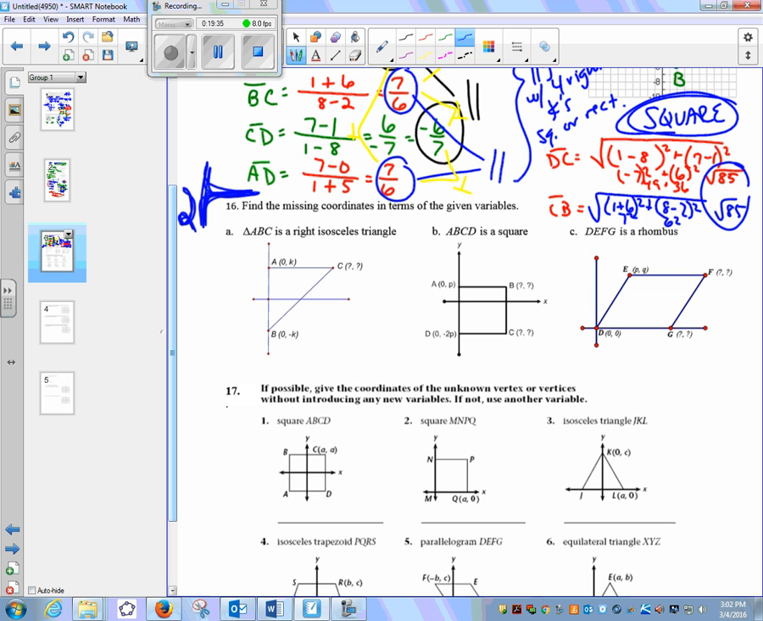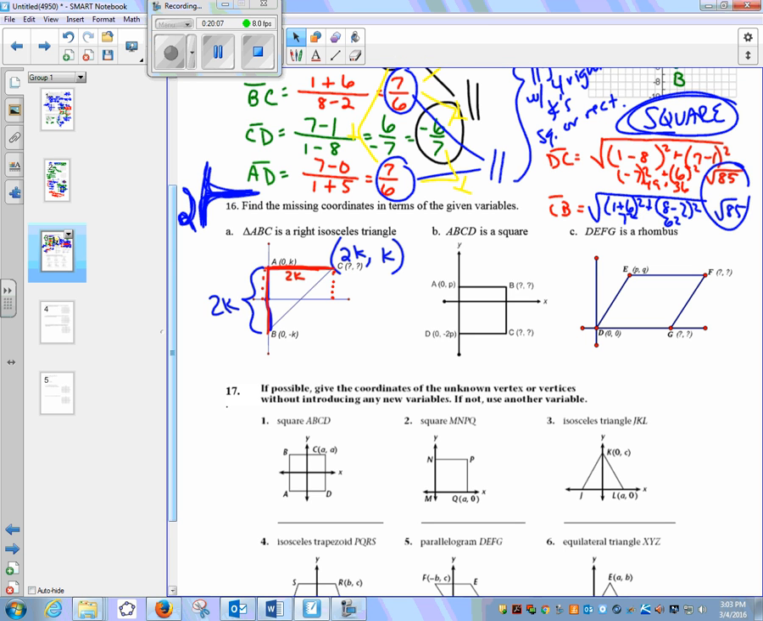ABC is a right isosceles triangle. This clearly goes up K and down K, so this whole side must be 2K. So that means my coordinates for C, I'm going to go over 2K and up K. Because it's isosceles, I want this to be the same as this. So if this is 2k, this has to be 2k. So I'm going to go over 2k and up k, because this was just k, right?